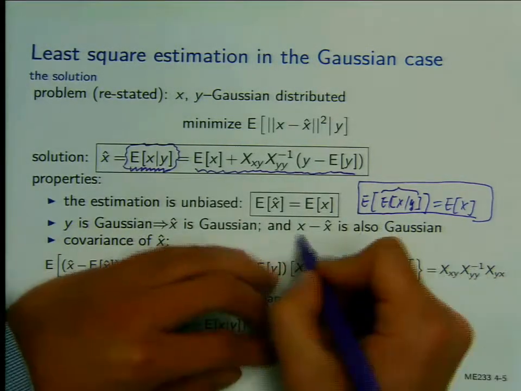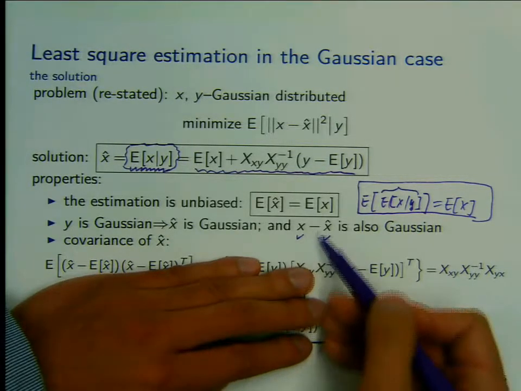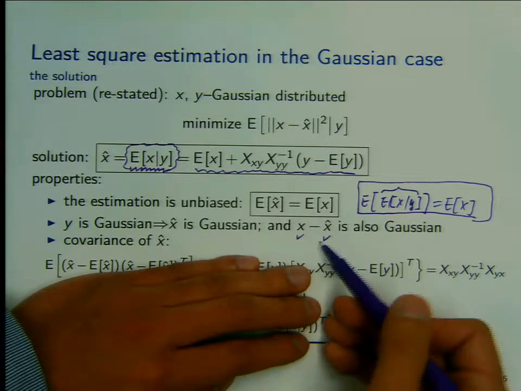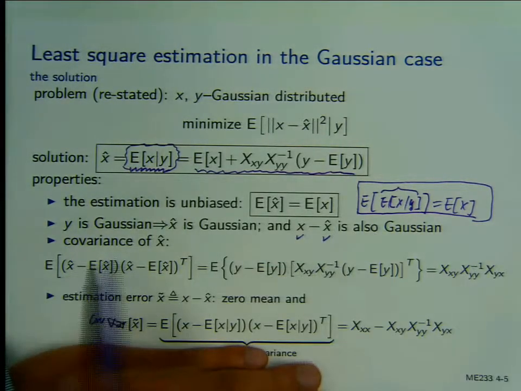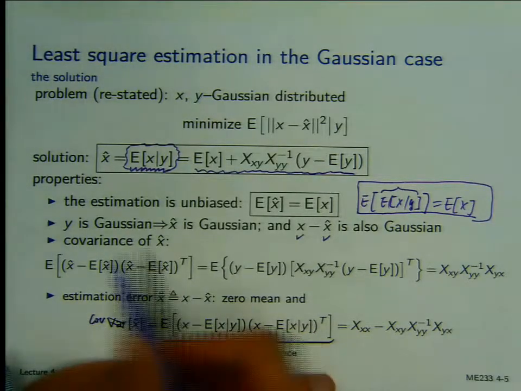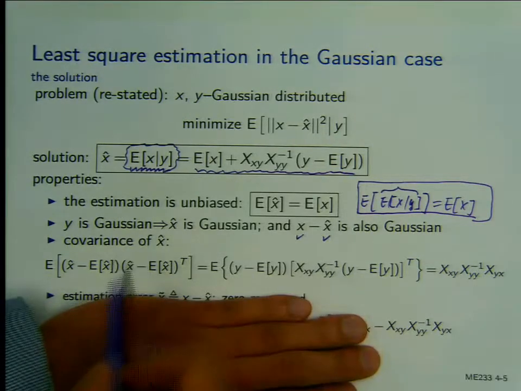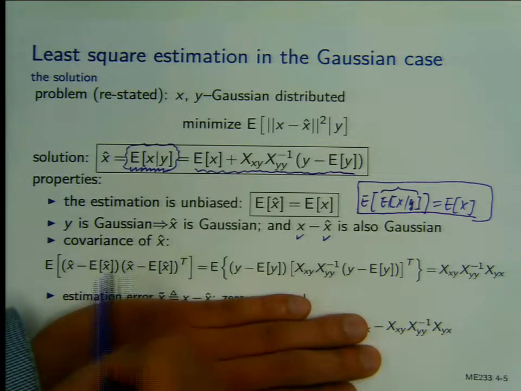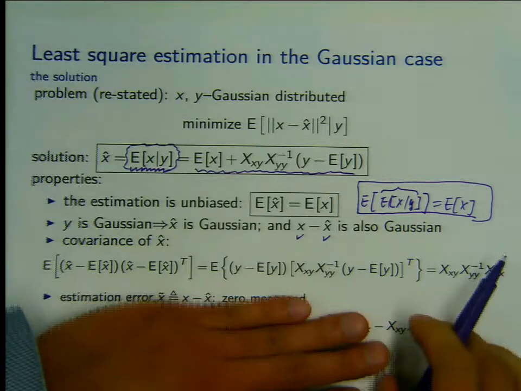And as a matter of fact, because x is Gaussian and x hat is Gaussian, no matter how you operate, as long as it's a linear operator, this is also Gaussian. So because it's Gaussian, we can talk about covariance of this and all the additional stochastic properties of x hat. Now, look at the covariance of x hat. So this is just the definition of covariance, okay?